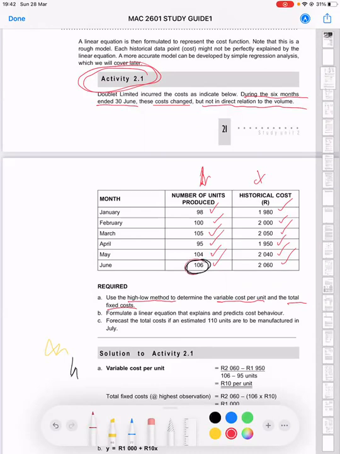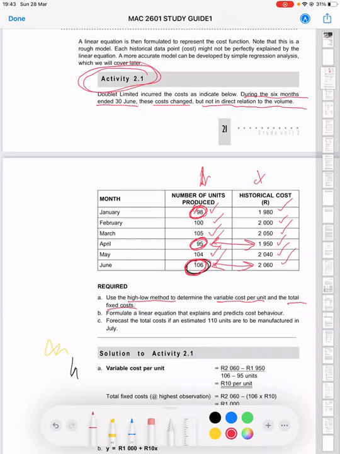Okay, the highest is 106 and the lowest is 95. Yes. And we also have to identify their corresponding cost. Then the rest of the information, when you're using the high-low method, people, is not important.